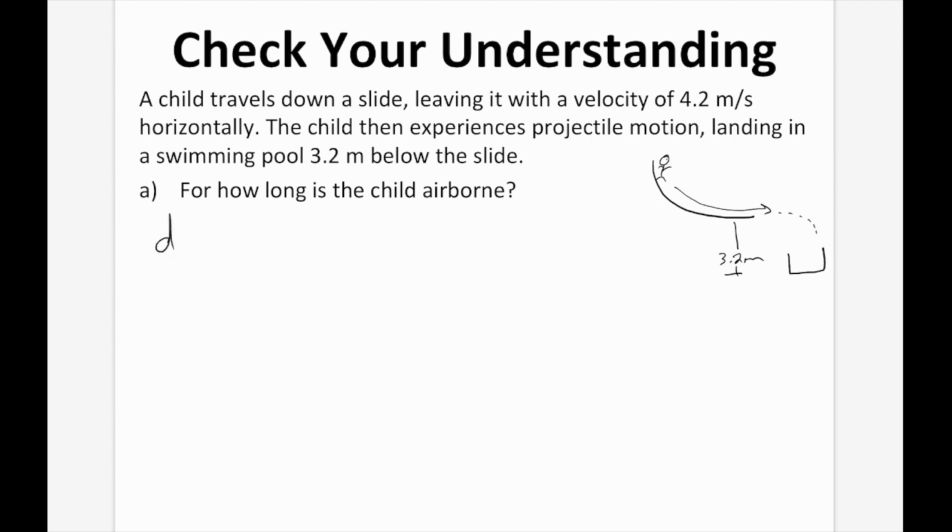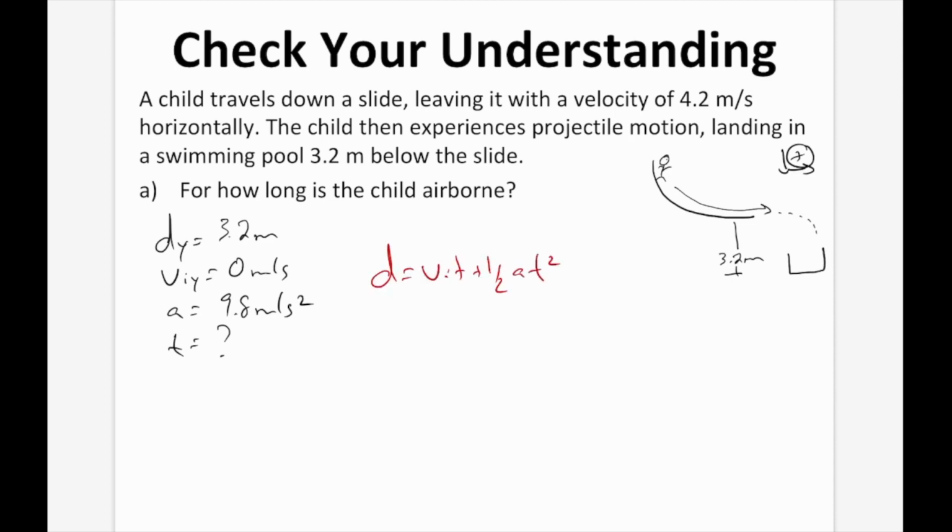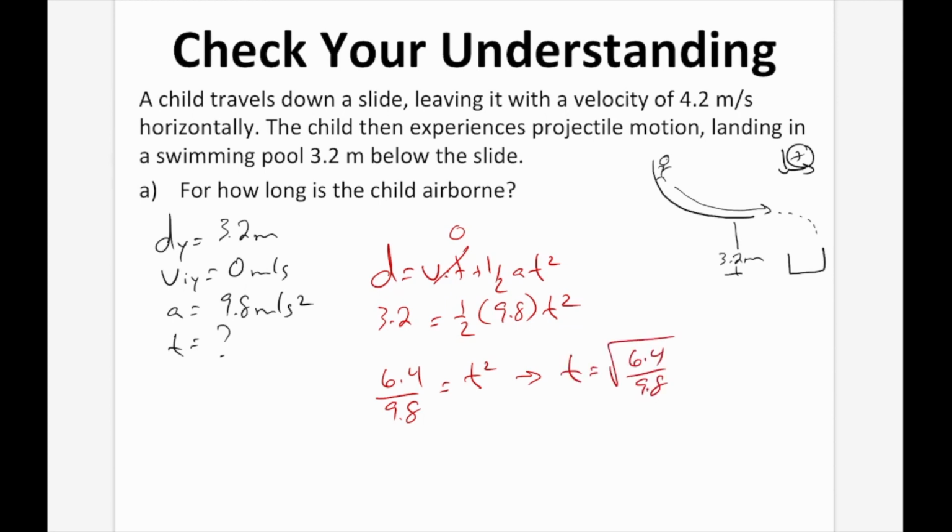Well, in this case, we know that the distance in the y direction is 3.2 meters. We know that the Viy is 0 meters per second. We know the acceleration is going to be 9.8 meters per second squared. We're going to say that down and to the right are positive. And time is unknown. So A says, how long is the child airborne for? Well, we're going to use the same equation we used previously. D equals ViT plus 1/2 AT squared. D is 3.2. We know that's 0. 1/2, 9.8 T squared. So you're going to get 6.4 divided by 9.8 equals T squared. Time is going to equal the square root of 6.4 divided by 9.8, and that equals 0.808 seconds. We need two sig digs in our answer, so 0.81 seconds.